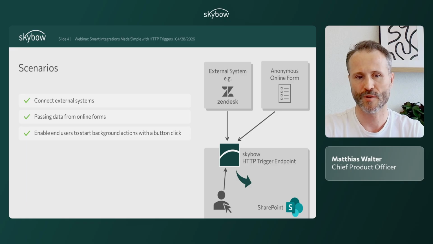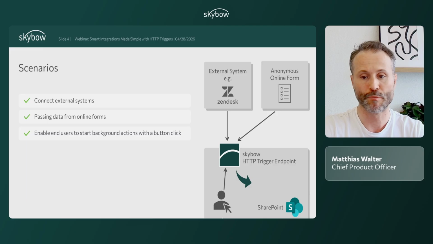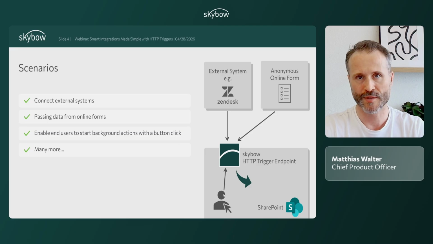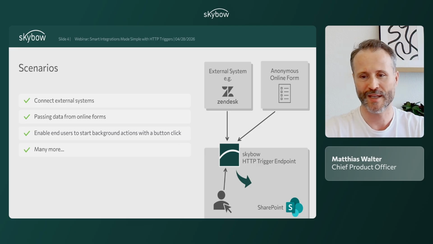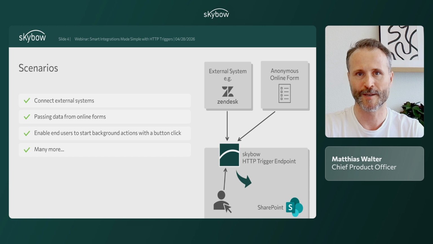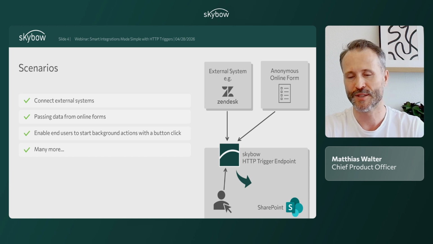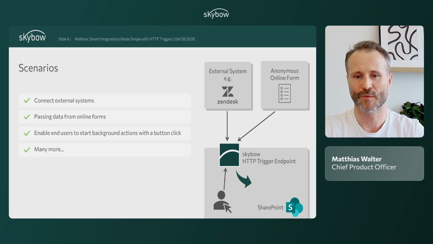Yes, those are my three main scenarios. So an external system can access this endpoint, but also from internal, so a user can click there and execute the things. Of course, there are many more, and I would be really interested if you have some other scenarios in mind. Just let us know, write them into the chat. It'd be very interesting what you can think of.